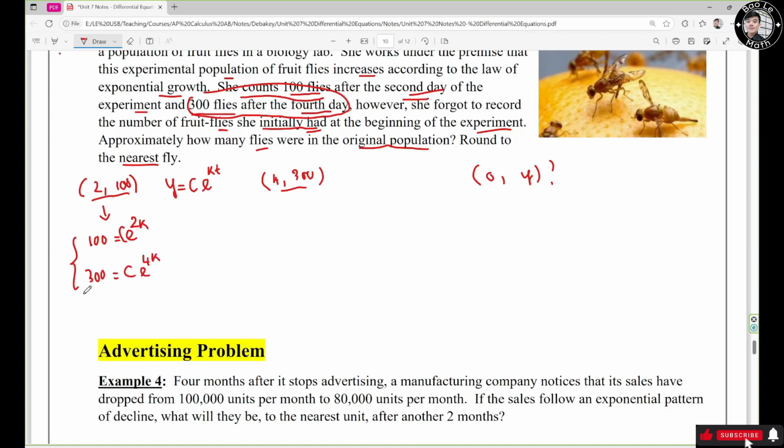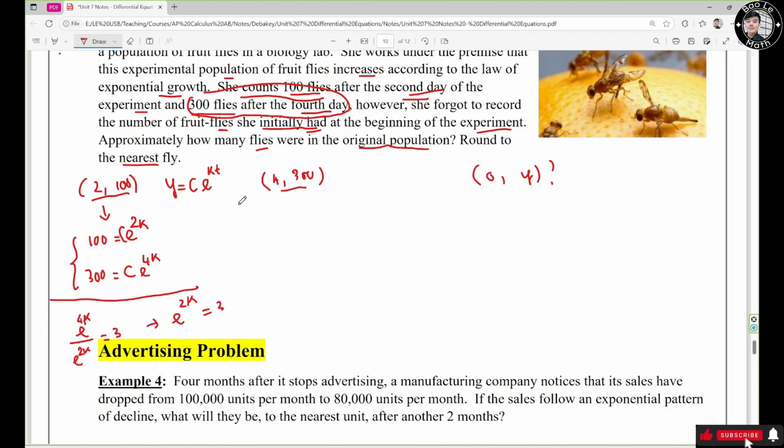Now I need to divide this one vertically, right? So take the bottom, divide the top. It turns out to be e raised to the 4k divided by e raised to the 2k, right? C and C cancel out, and it's going to be 3. Now I need to use exponent rules, so this turns out to be e raised to the 2k, right? 4k subtract 2k equals 2k equals 3.